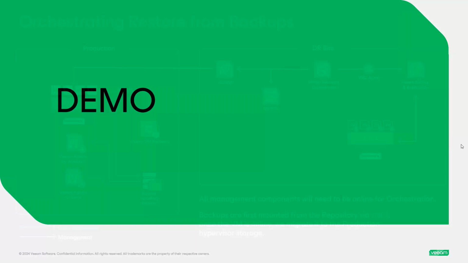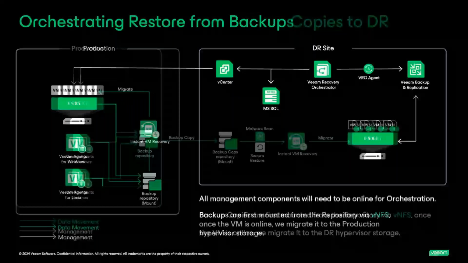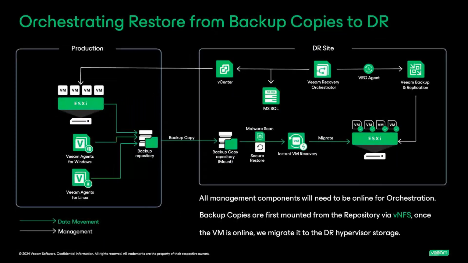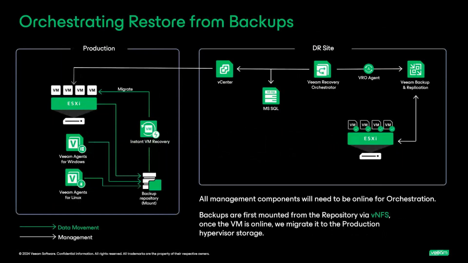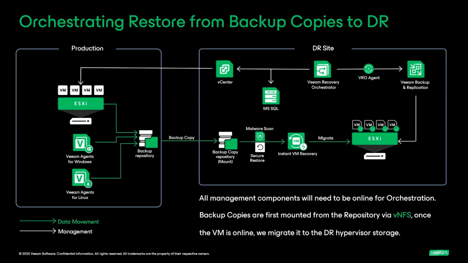All right, and we're going to go ahead and quickly go through these. Tyson already went through the restore from backups. That's going to be orchestrating recovery of those machines back at the same location. Backup copies to DR. We discussed this here in the demo. Discussed VNFS. We discussed having copies of that data at that DR location. Malware scanning can be done in line with what we call secure restore.